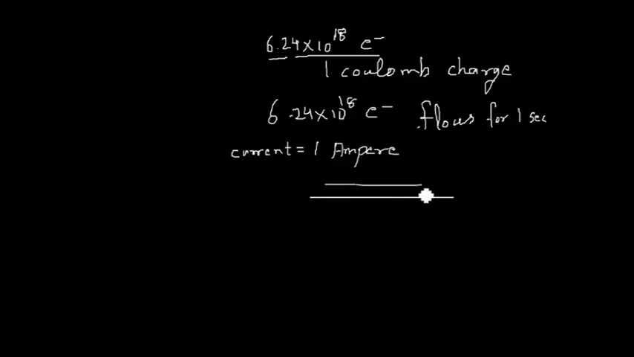If this is a wire at this cross section area and here electrons are flowing, then 6.24 into 10 to the power 18 electrons have to pass through this cross section area in 1 second, and then we will call it a flow of 1 ampere current. This is a very important deduction.